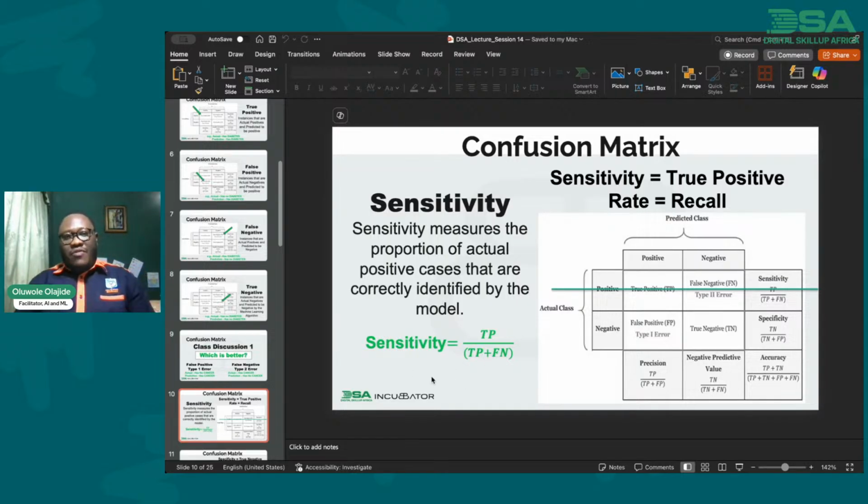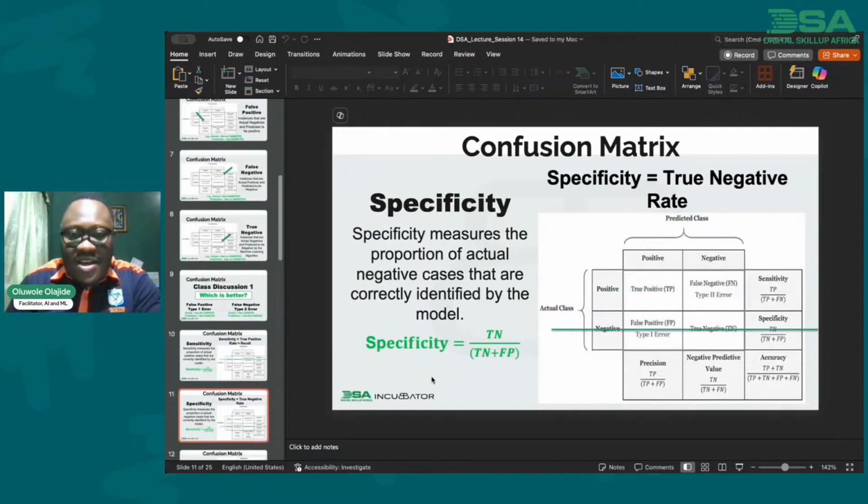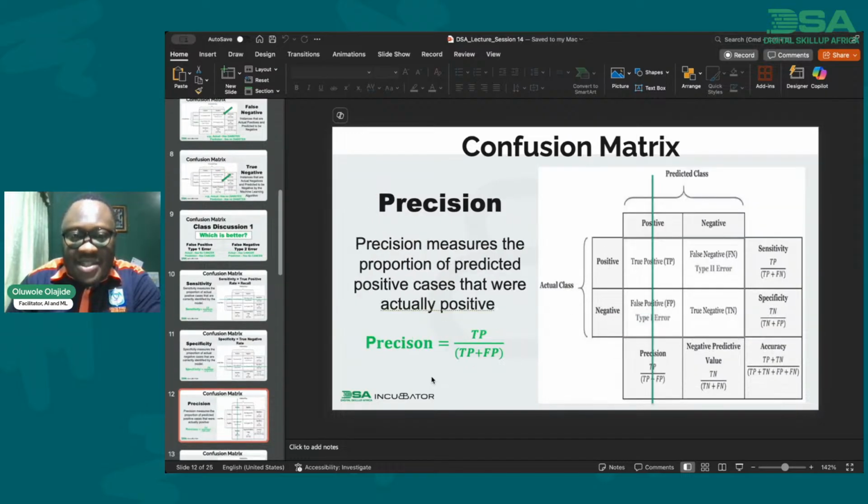All right. Then we spoke about sensitivity before we left, and that was the formula I was talking about here, where you have your true positive divided by the summation of your true positive and false negative, meaning that your system is sensitive to measure the proportion of actual positive cases that your model has identified. Exactly. And I said the opposite of that is your specificity. While sensitivity is concerned about actual positives, specificity is concerned about actual negatives.